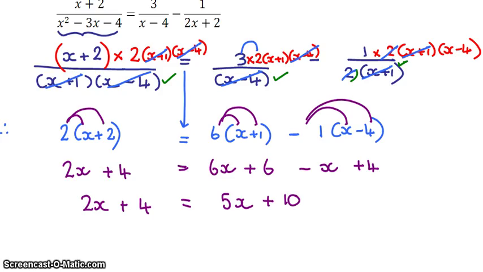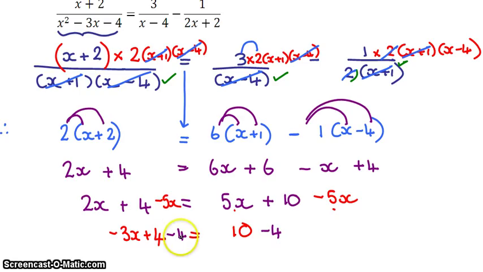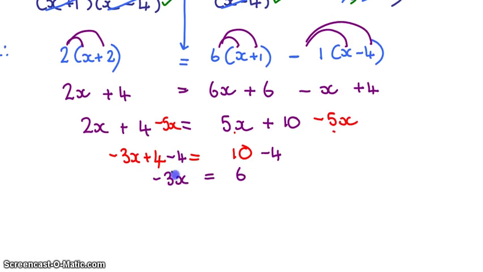Add x's to one side. I'm going to take them to the left, so I'm going to minus 5x on both sides because 5x minus 5x would cancel, which means I'm left with minus 3x plus 4. And then I'm going to minus 4 on both sides because 4 minus 4 disappears. So I get negative 3x is 6. And finally, it's minus 3 times x, so I'm going to divide by negative 3 to get rid of it. So I've got x is equal to negative 2.